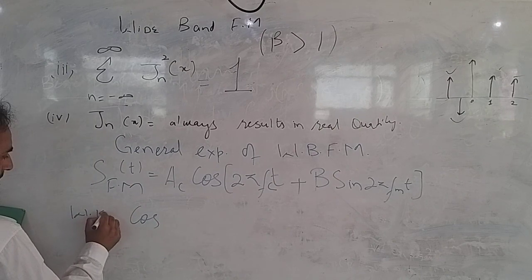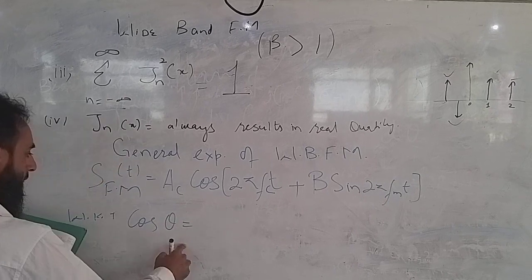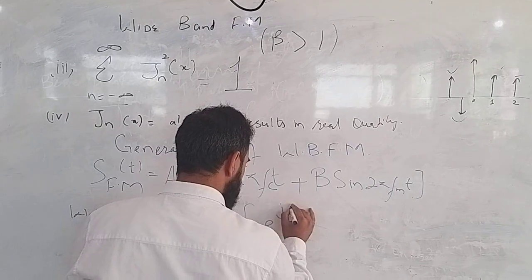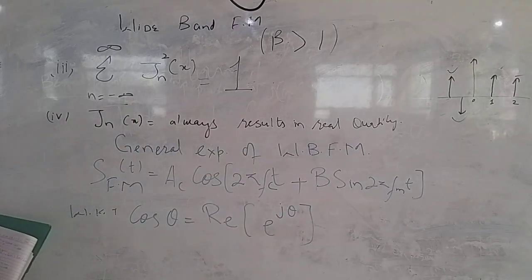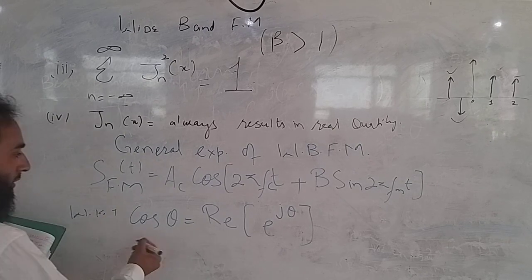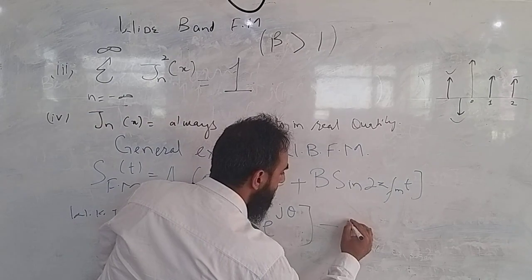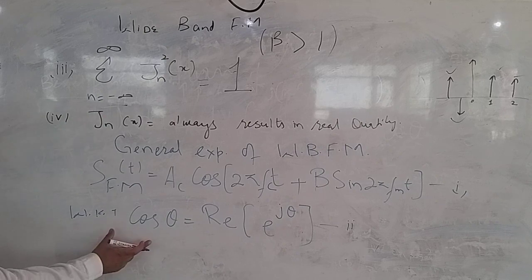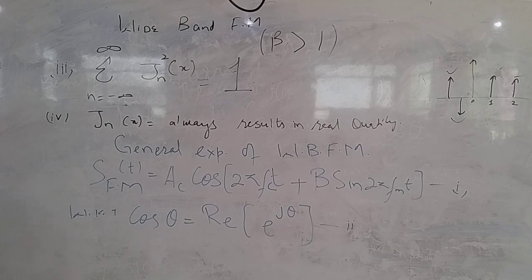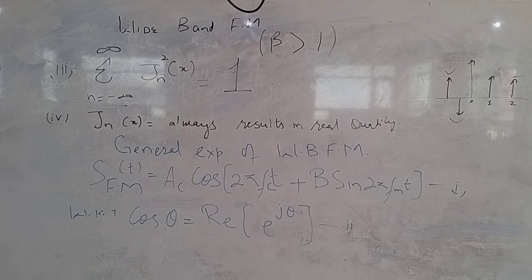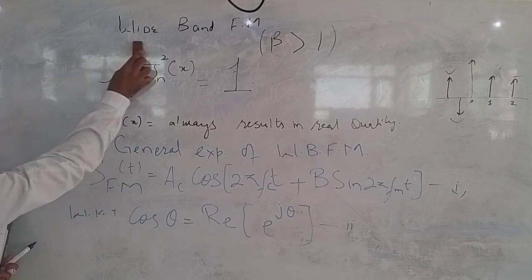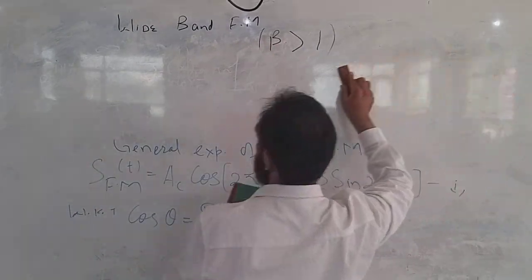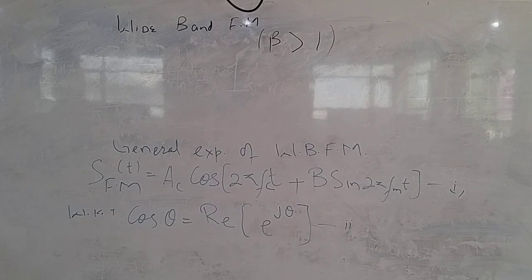We know that cos of theta is actually the real part of e raised to j theta. Therefore, let's say this is equation 2, this is equation 1. Substituting the value of cos of theta in equation 1, we have, so we are using this expression. That is pretty much common sense.